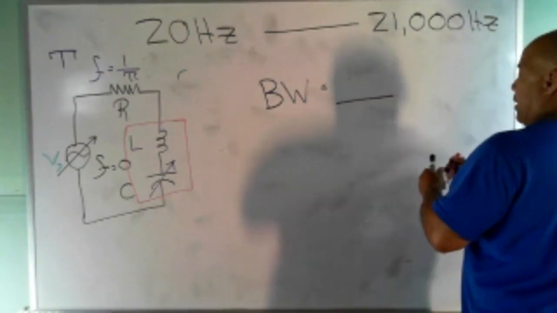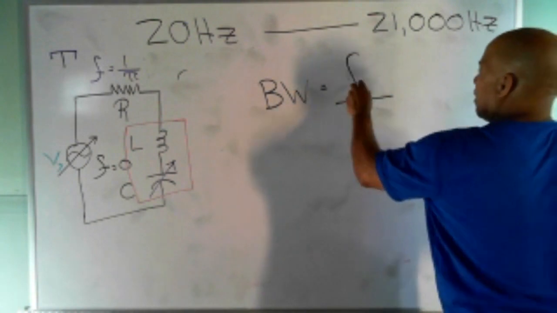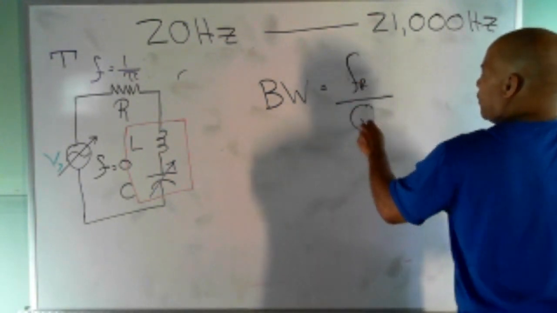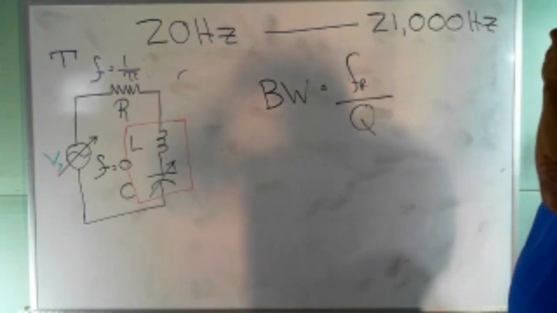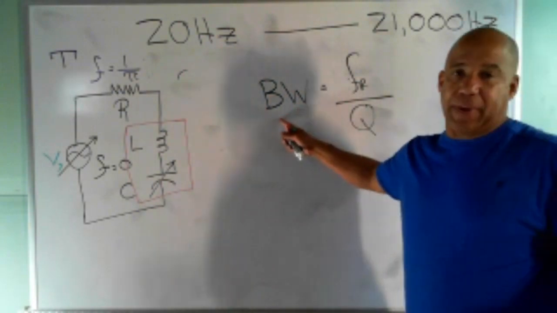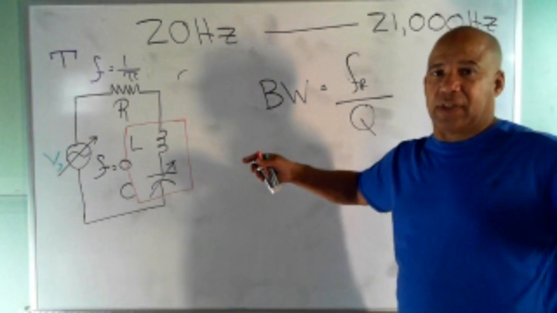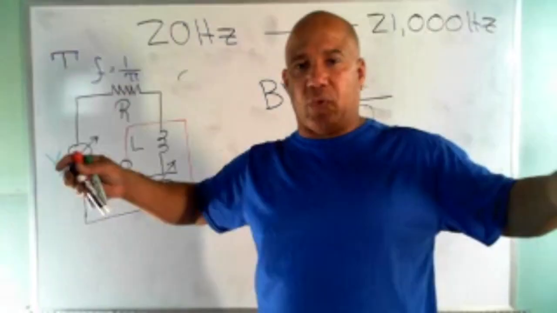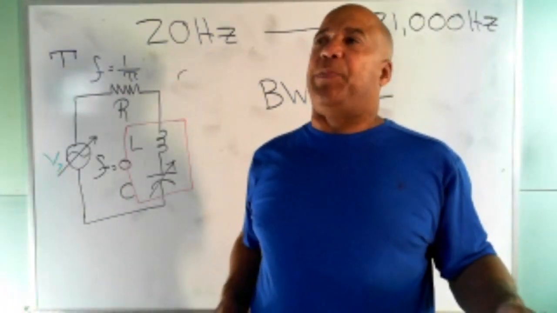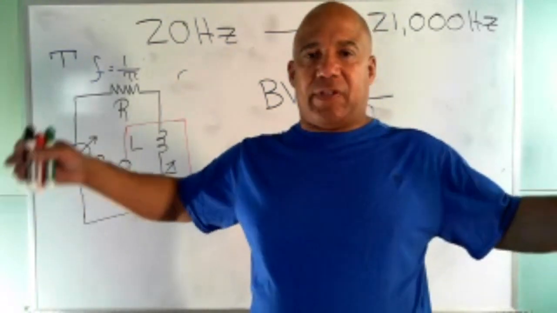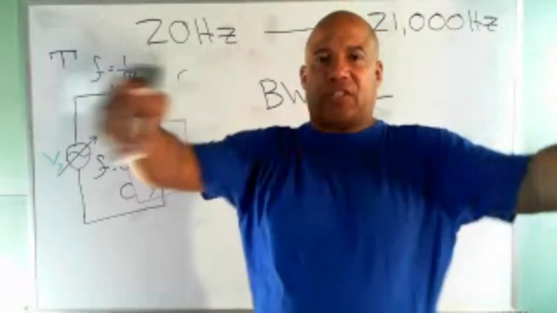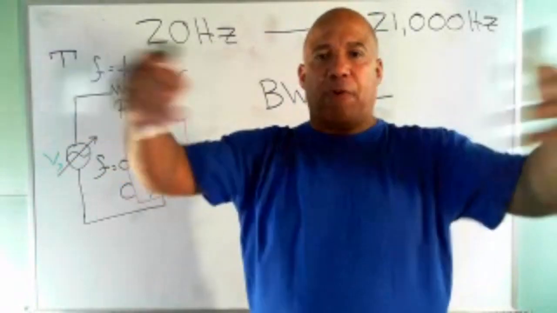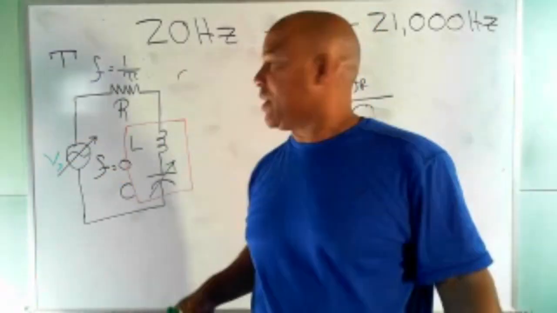It's actually FR over Q. So, you know what this is? Bandwidth. This is the distance between F1 and F2 on the resonant curve. Practically speaking, this is the amount of room you have. When I say room, I mean hertz. How much room do you have to send signals? The wider the bandwidth, the more frequencies you can send through at a given time.